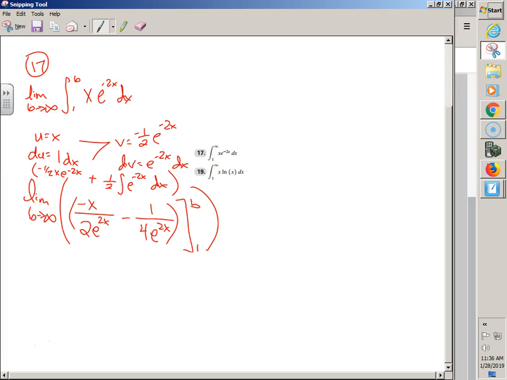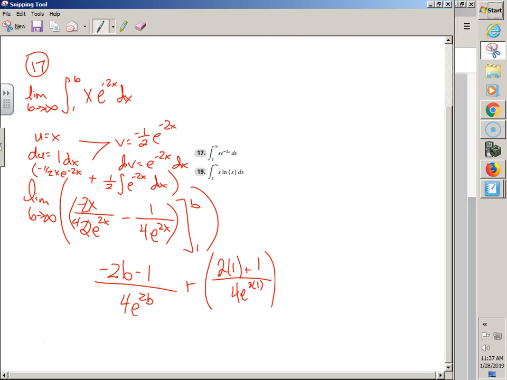Then, to be honest, I would have pulled out. Well, I guess you can just go for it too. I was thinking it'd be better if we could just put it all together. So if I just multiply this guy by a quick 2 over 2, right? Then I can put it together and get my -2b. Can I go straight to plugging in? Over 4e to the 2b minus... Well, minus negatives will be plus, right? 2 times 1 plus 1 all over 4e to the 2 times 1. Because minus the negatives change into plus.